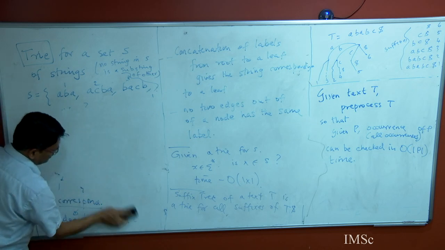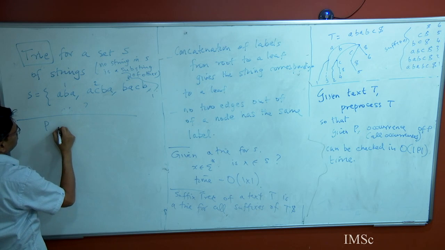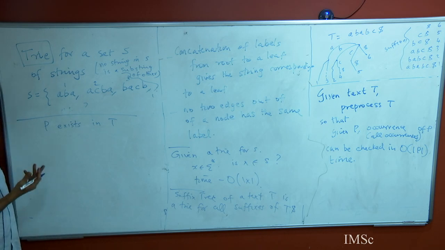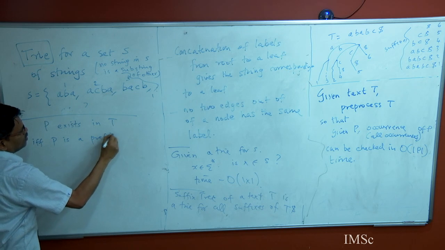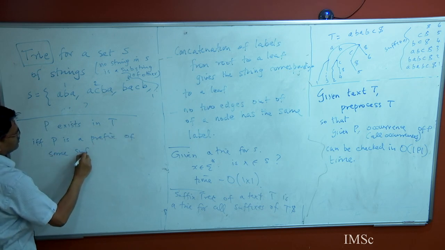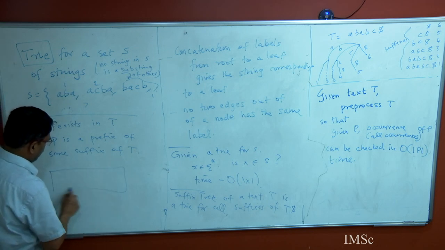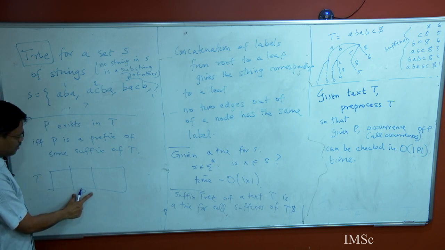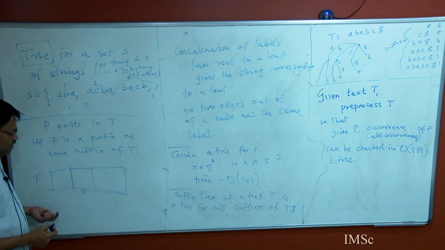Now, here is a non-trivial observation. Actually, it's a trivial observation. What is my problem? I want to know whether P exists in T. That's the problem: given a pattern, I want to know whether it exists in the text. P exists in T if and only if P is a prefix of some suffix of T. Not saying much, because what is it saying? Here is my text, and suppose P exists here, then this occurrence of P is actually a prefix of this suffix.